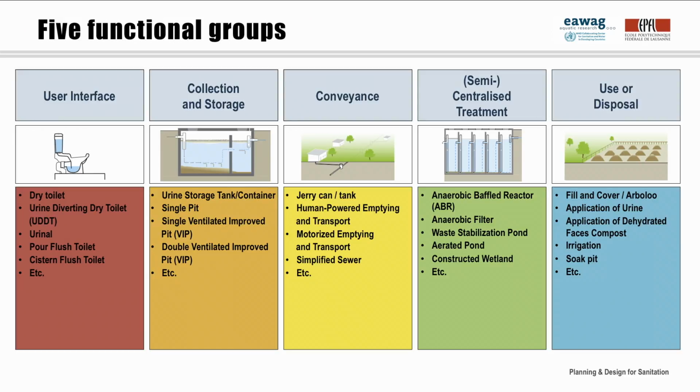The final functional group is called use or disposal. This is a special functional group because it includes not just technologies, but also processes or actions. The application of urine, for example, after it has been stored and hygienized, can be applied as a liquid fertilizer to crops. The application of urine, therefore, would be considered as part of this functional group.